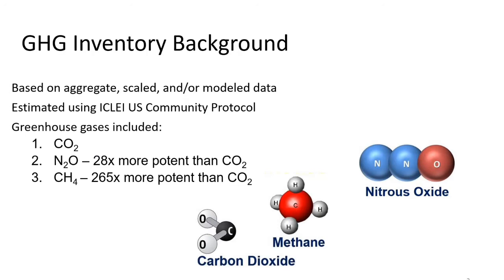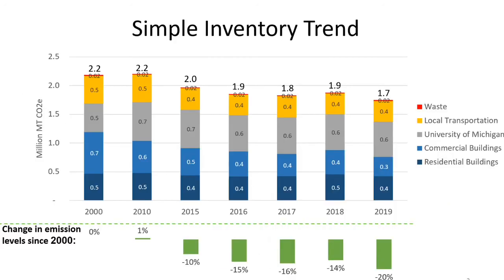The inventory accounts for 3 greenhouse gases: carbon dioxide, methane, and nitrous oxide. Other greenhouse gases, like those used for refrigerants, may be estimated in later years. We can take a look at how our community-wide greenhouse gas emissions have trended since 2000, which is our baseline year.